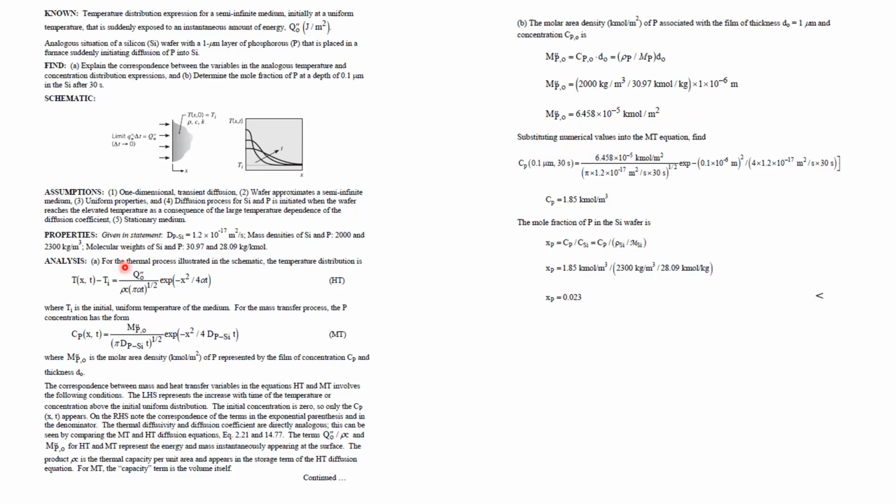So we are asked to find that at a particular depth, which is 0.1 micrometer, and at 30 seconds. So simply substitute in that, you will get the concentration at that particular point. From that concentration, we know mole fraction is the ratio of the concentration. So concentration of phosphorus we have determined 1.85, and concentration of silicon is rho_Si by M_Si. Okay, so that we will substitute and we will get the mole fraction.